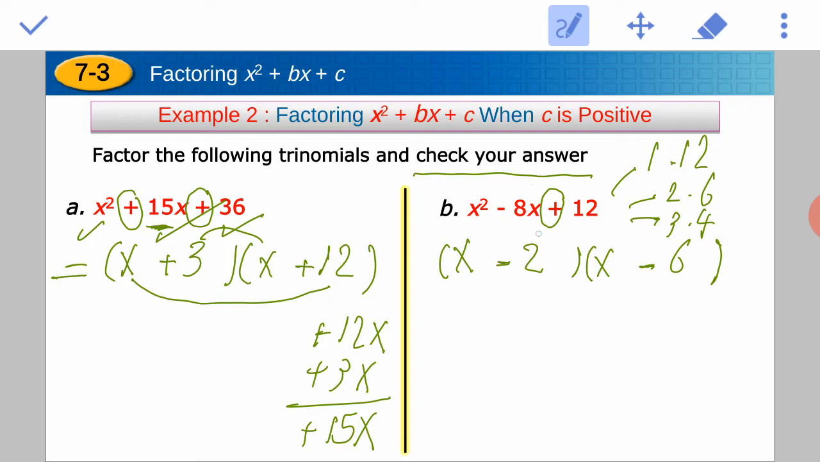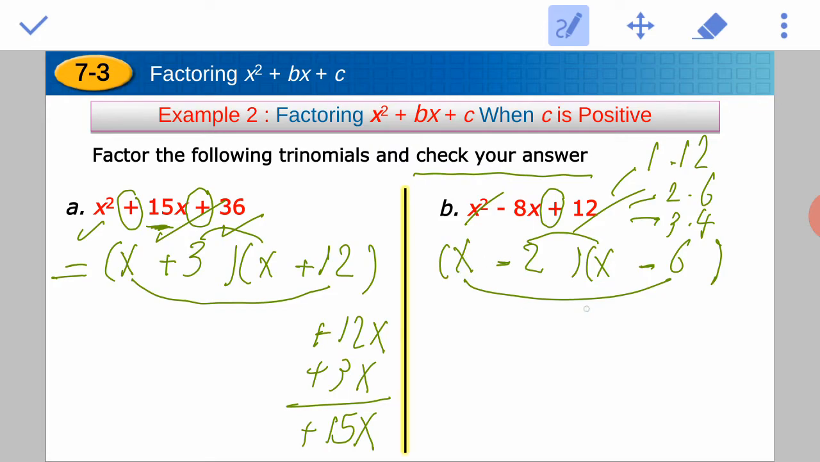How do I check my answer? Foil the problem. X times x, x squared. The last, negative 2 times negative 6, it's a plus 12. We got the last term. And finally do the outer and the inner to get the middle term. See, if you get the middle term, your factoring is correct. If you didn't get the middle term, you need to start over from the beginning and change everything.